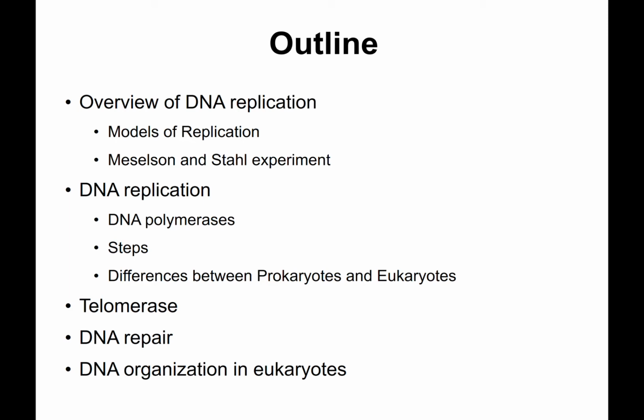And then finally, we talk about a few different topics. First of all, telomerase. This enzyme and the telomeres, those sequences at the end of eukaryotic chromosomes, which play a key role in ultimately controlling how long a cell should live for. Okay, so we'll talk about how telomerase works. We'll talk about how DNA is repaired, how the mistakes introduced by DNA replication, and eventually external environmental factors, are repaired. And finally, we'll talk quickly about how DNA is organized in eukaryotes.